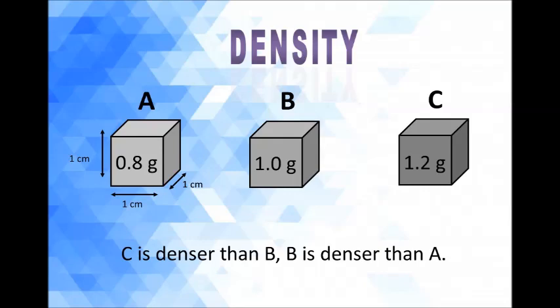In this case, C is denser compared to B, and B is denser compared to A. If all these three were in the form of liquid, A will float above B, and B will float above C. And this is the explanation of density. I hope all of you learned something today regarding density.